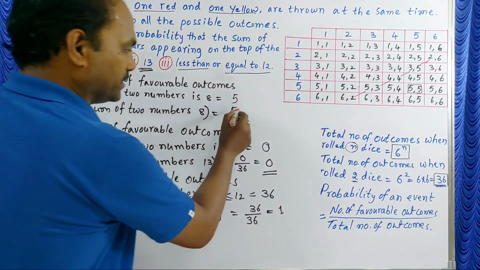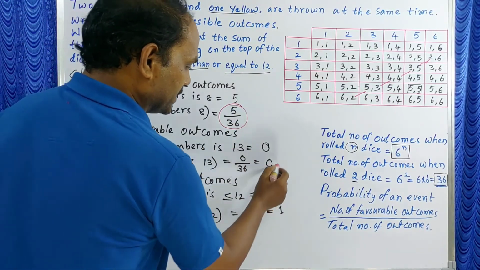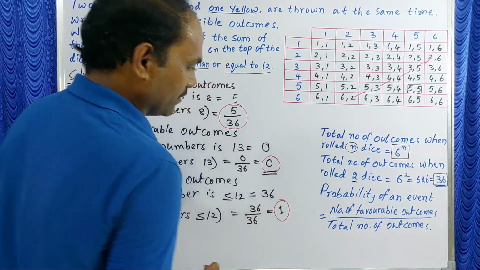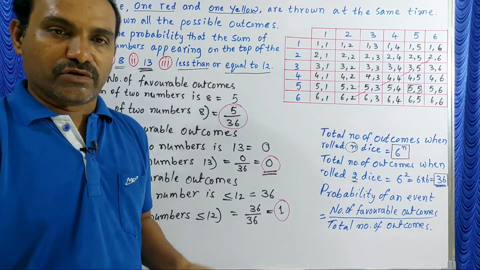Let us check our result. 5 by 36, 0 and 1. I think students you have understood this one.